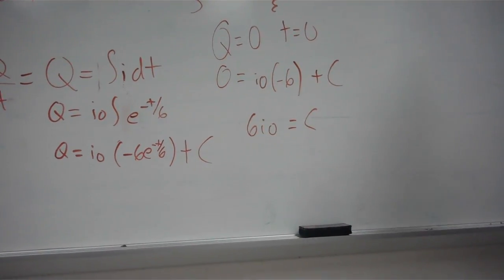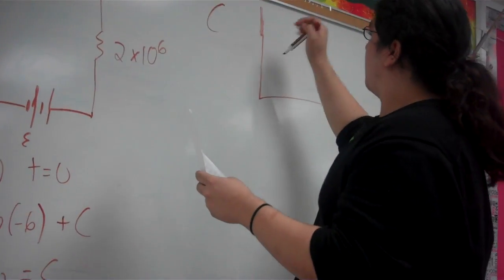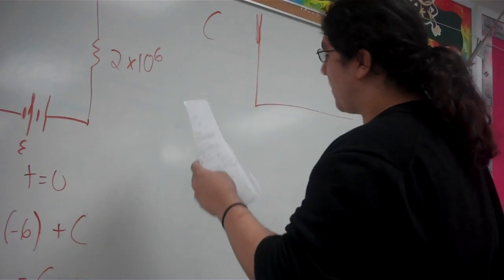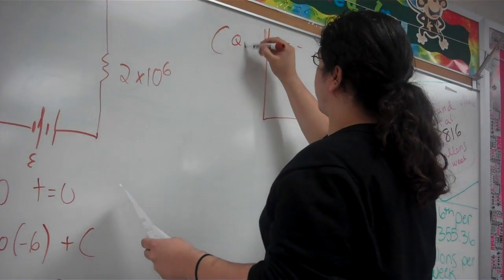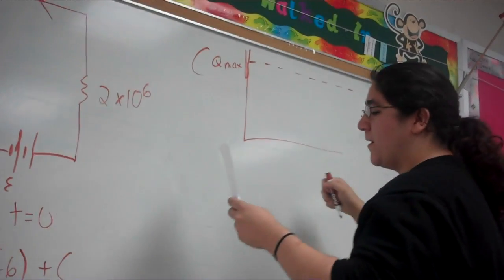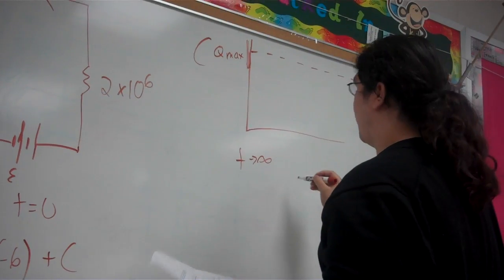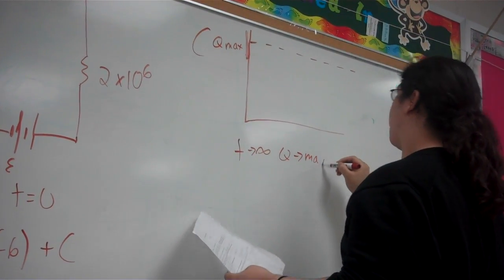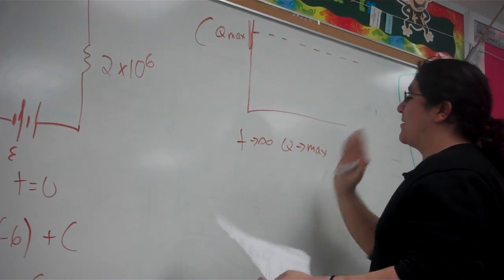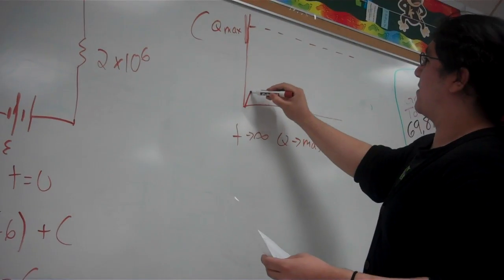Part C, it says on the axes below, sketch a graph of the charge Q on the capacitor as a function of time. Alright, so this asymptote is going to be the maximum charge the capacitor will be able to hold. And we all know, as time goes onwards to infinity, the Q will reach that maximum point, or will always be slightly lower than the maximum point. And it reaches it exponentially, so the graph should look like this.